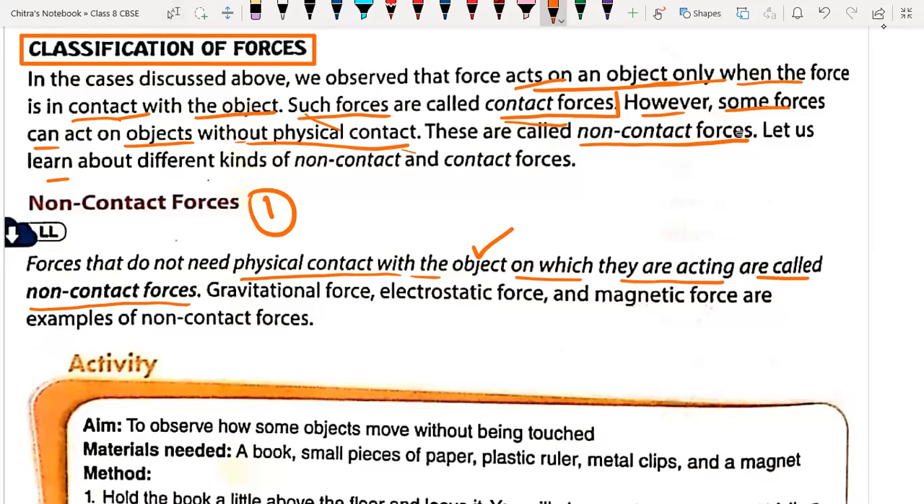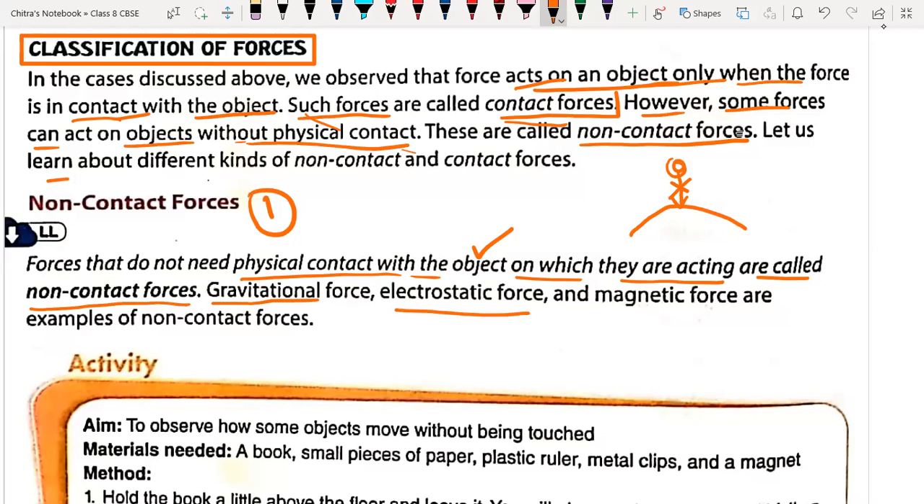Example: we have gravitational force. Suppose here we have the earth's surface and here we have an object. That object will get pulled toward the earth due to the gravitational pull. There is no contact between the earth and that object, but still the object is attracted towards the earth. That means it is a non-contact force. So the gravitational force is a non-contact force.